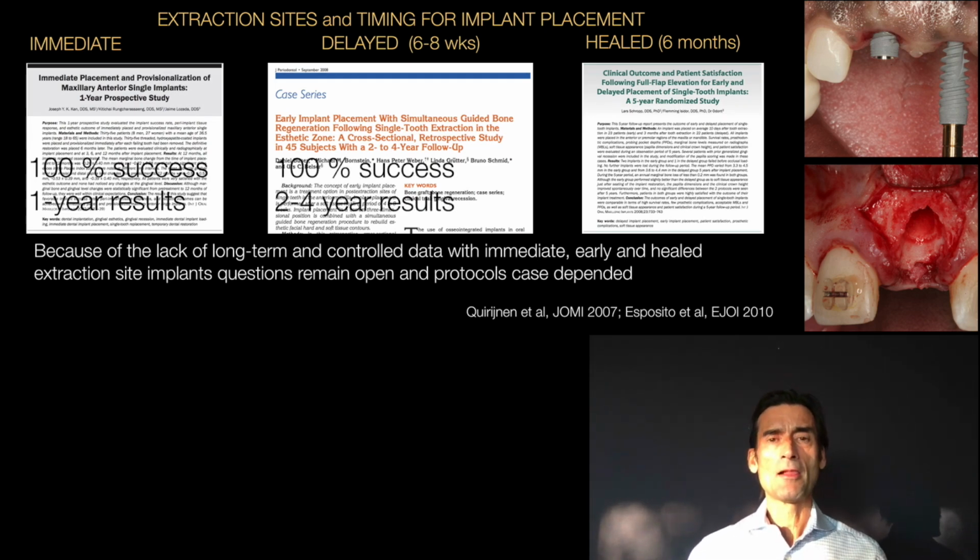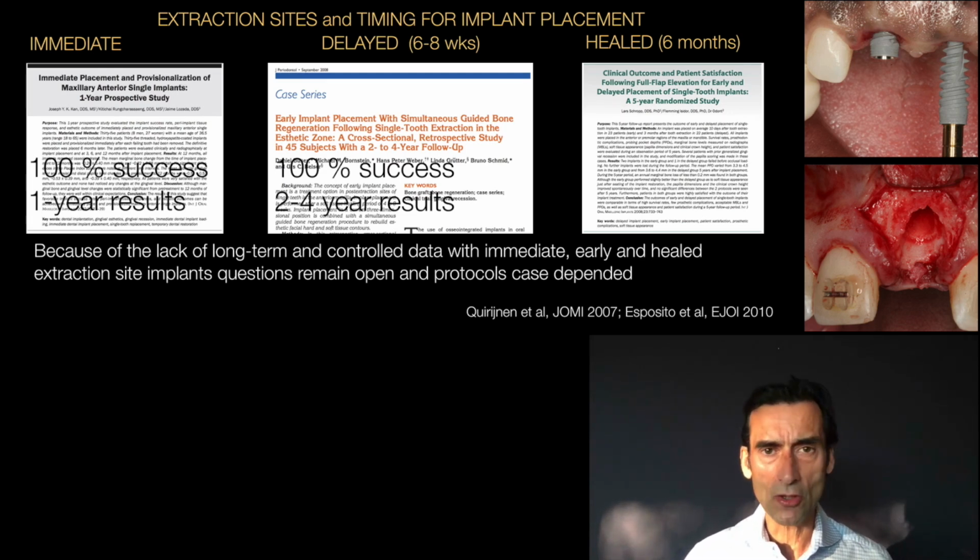Now, when we go to the delayed side, it's interesting. Here, a paper which also shows 100% success of implants over long term, but longer term, 2 to 4 years. So there seems to be no difference in survival rate and success rate in implants. So you can place immediate, you can place delayed. They both do very well.